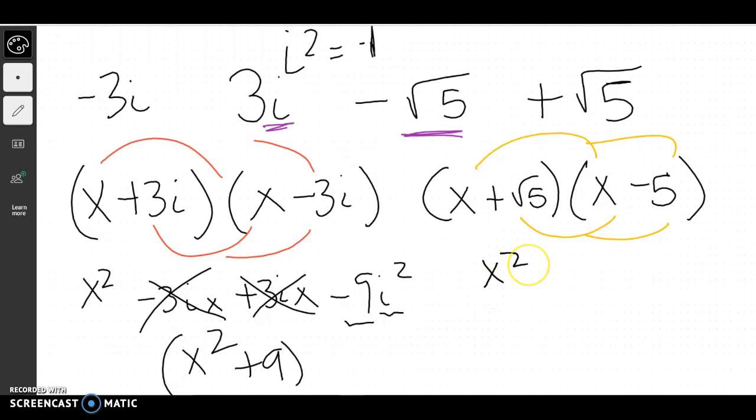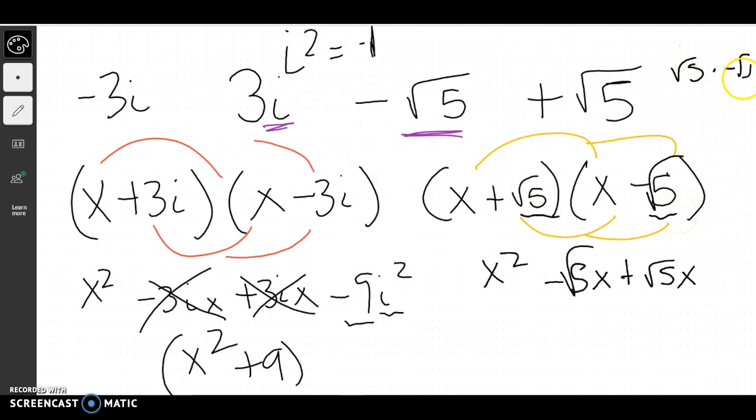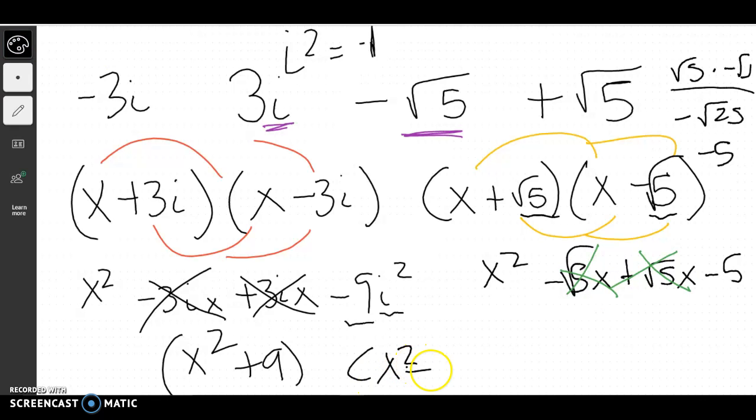Let's do this other side. We'll get x squared minus the square root of 5x plus the square root of 5x. And we did this before. If we do this again, we would get negative the square root of 25, which would just give me negative 5. That's going to cancel with this. I'm going to be left with x squared minus 5.